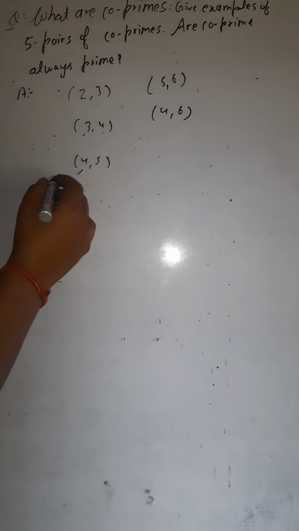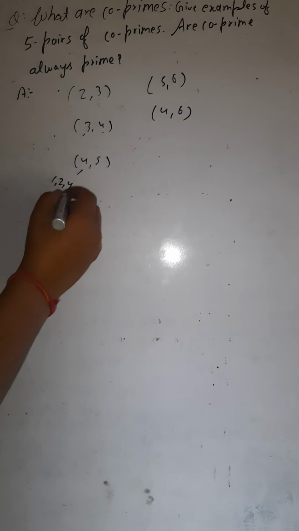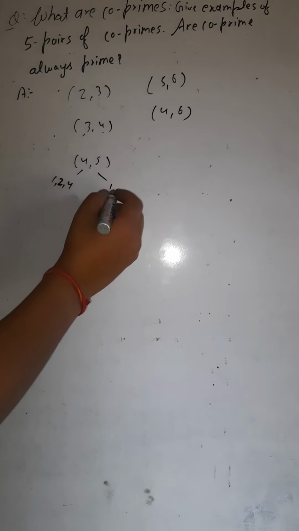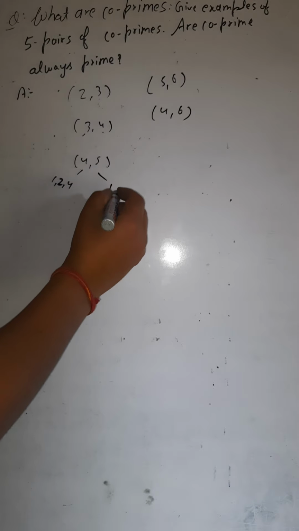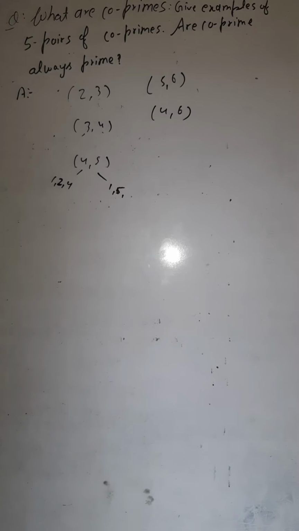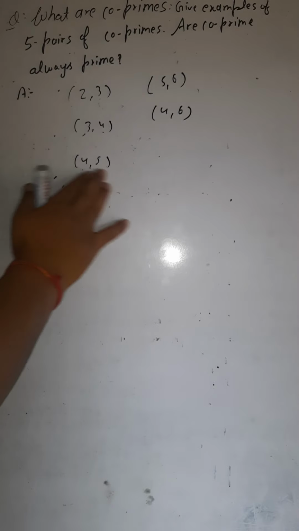What are the factors of 4? Divisible by 1, divisible by 2, and divisible by 4. Factors of 5: divisible by 1 and divisible by 5. So here again you would get only one common factor, that is 1. Hence 4 and 5 are also co-primes.